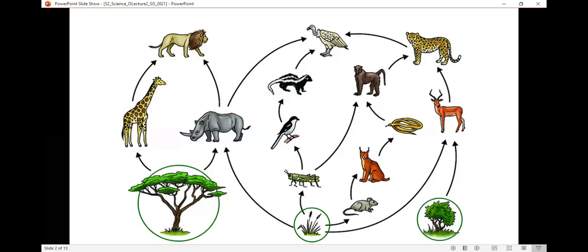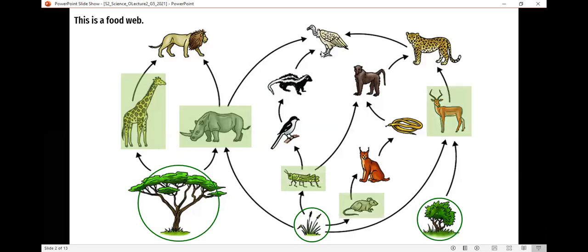Producer. So in this food web, we have 3 different producers, green plants, and these producers are eaten by primary consumers. How many primary consumers are there? Five. Okay. So this is a food web because it shows more than one primary consumer.